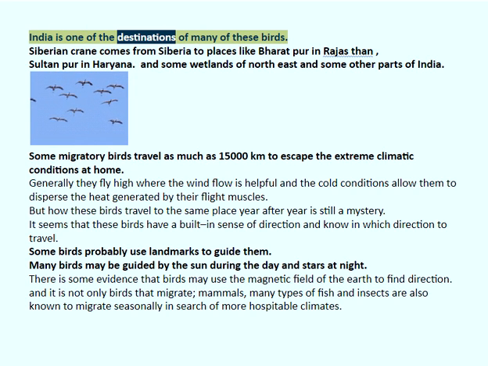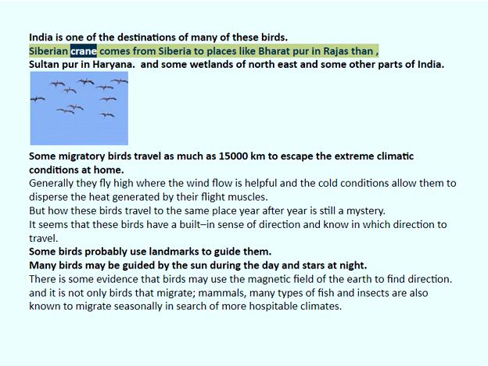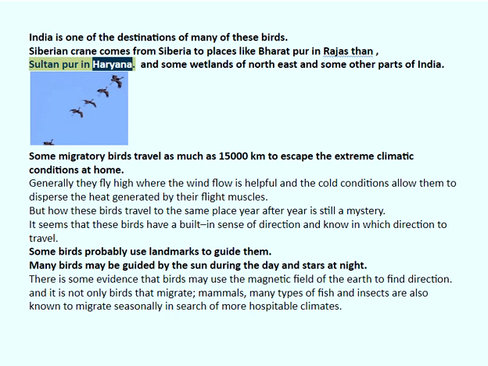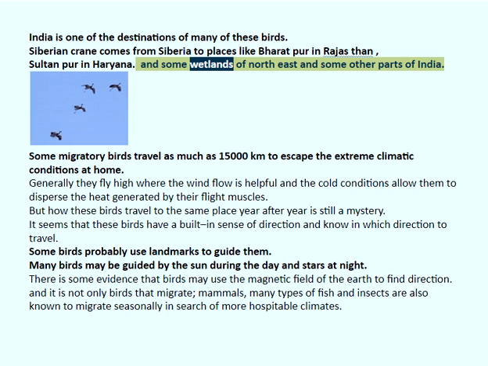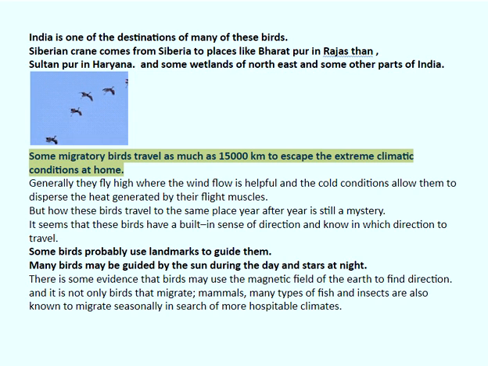India is one of the destinations of many of these birds. Siberian crane comes from Siberia to places like Bharatpur in Rajasthan, Sultanpur in Haryana, and some wetlands of northeast and some other parts of India. Some migratory birds travel as much as 15,000 kilometers to escape the extreme climatic conditions at home.